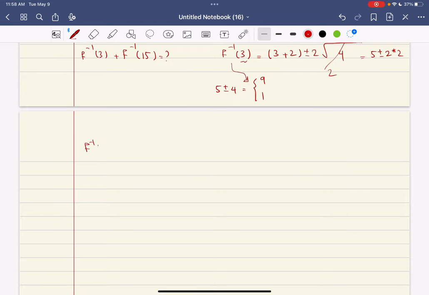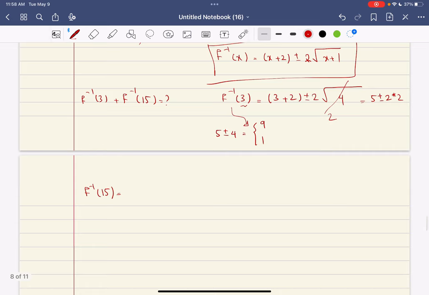What about the inverse of f at 15? It would be equal to x plus 2, or 15 plus 2, which is 17, plus minus 2 times root 15 plus 1, or 16. Root 16 is 4, so the answer is 17 plus minus 2 times 4, or 8. So we are going to have two answers again. 17 plus 8 is 25. And 17 minus 8 is 9.